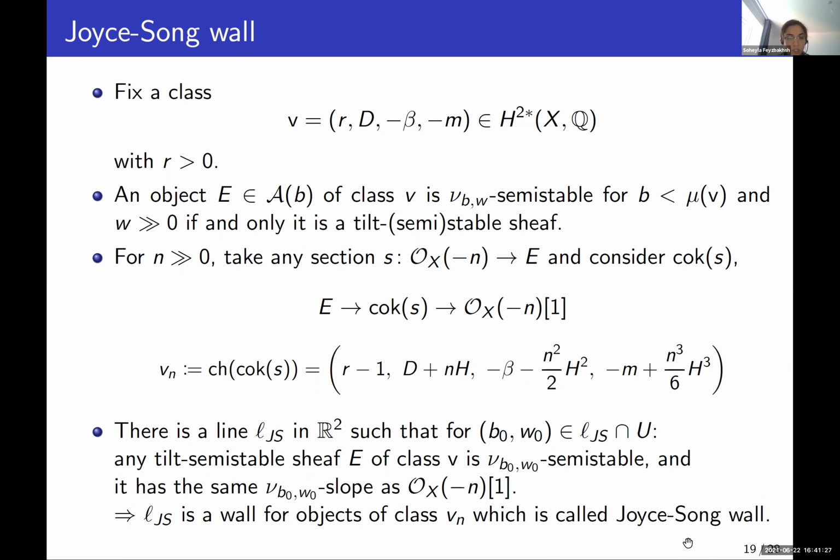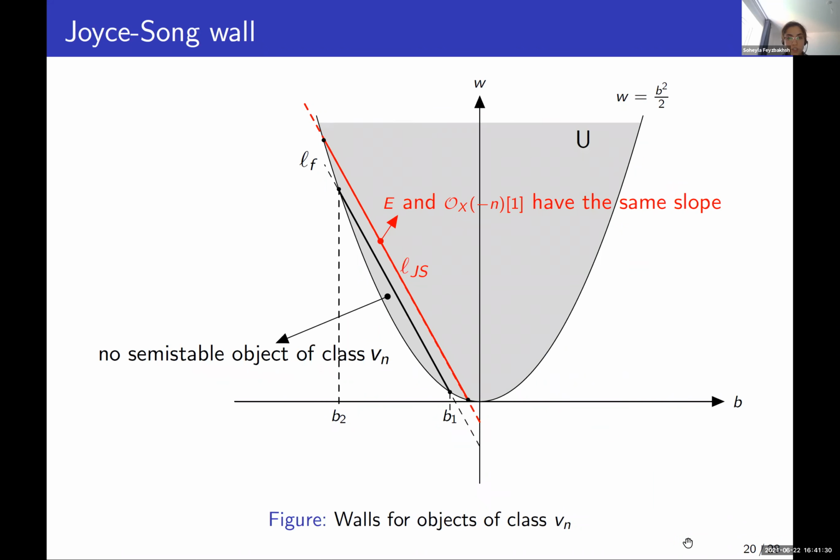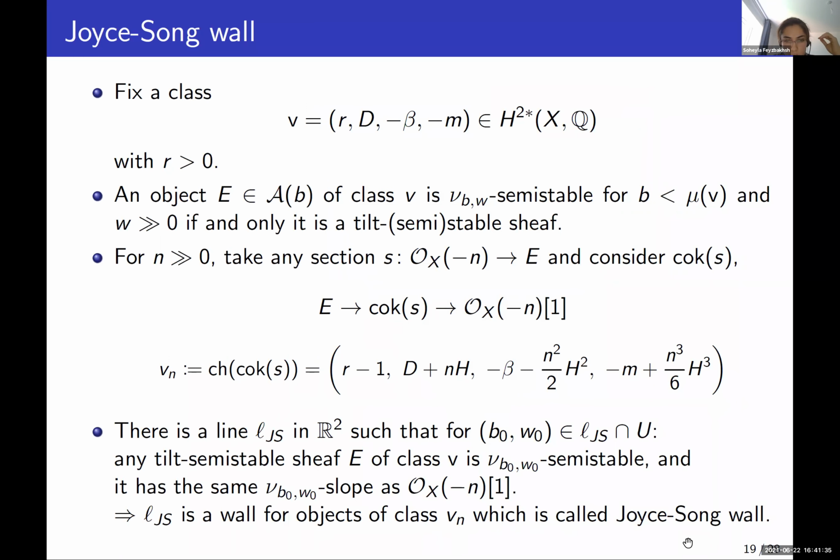Okay, so let me show you in that picture. Before going to that one, let me just explain one more thing. We can see all the information of these tilt semi-stable sheaves inside this Joyce-Song wall, because all of these tilt semi-stable sheaves remain semi-stable up to this Joyce-Song wall. That's why, instead of doing wall crossing for C_A^{S,B}, we can do wall crossing for C_A^{S,B,N}.